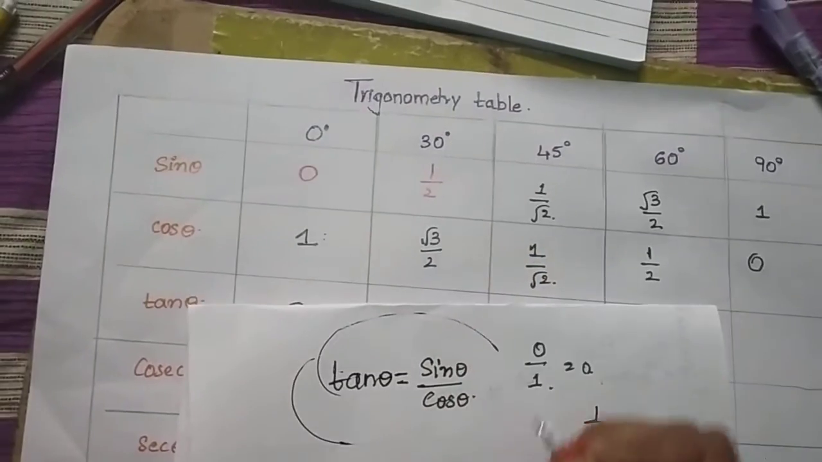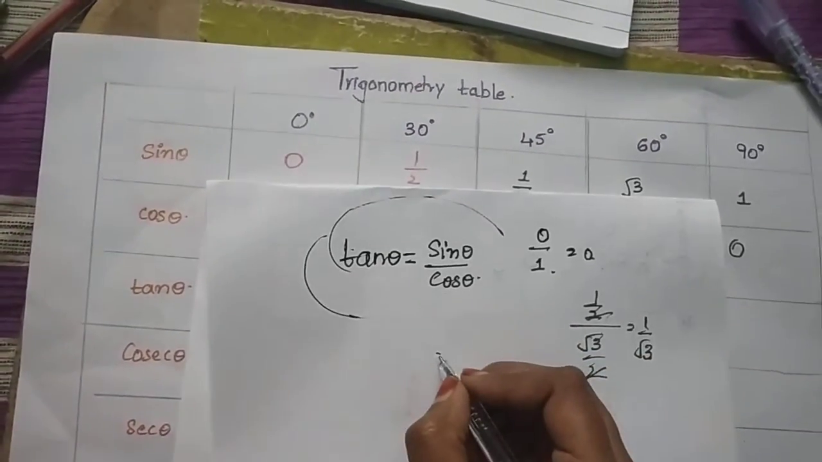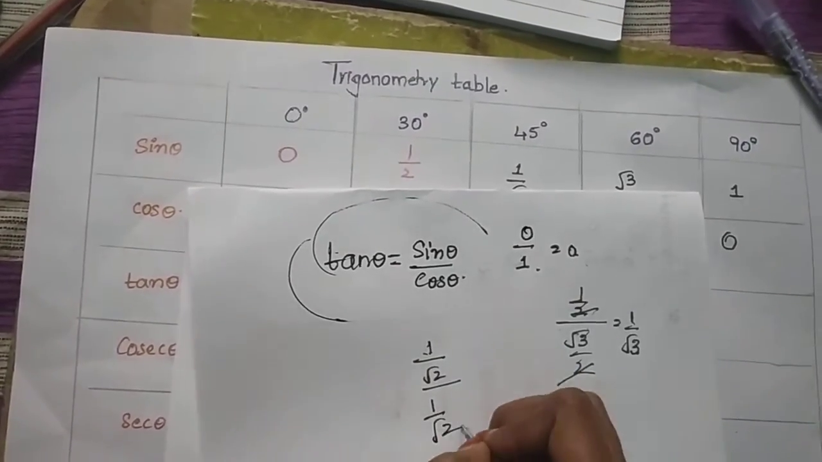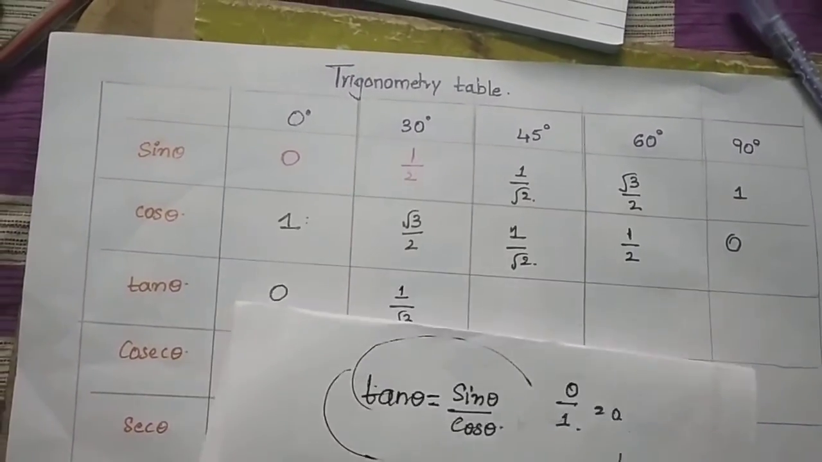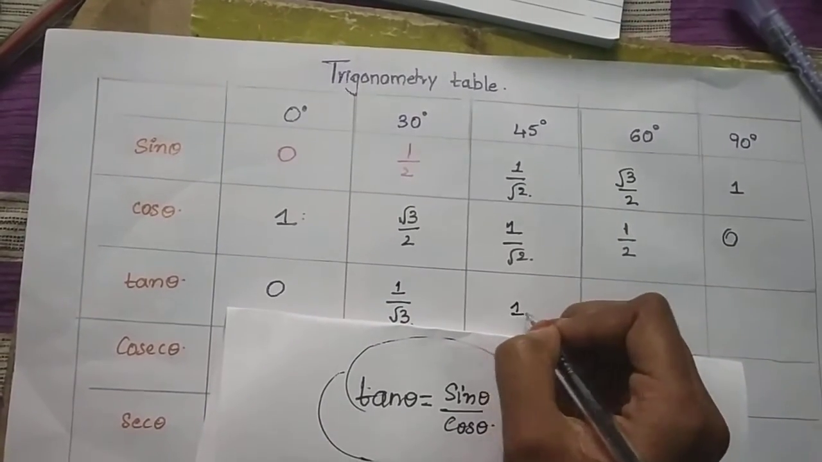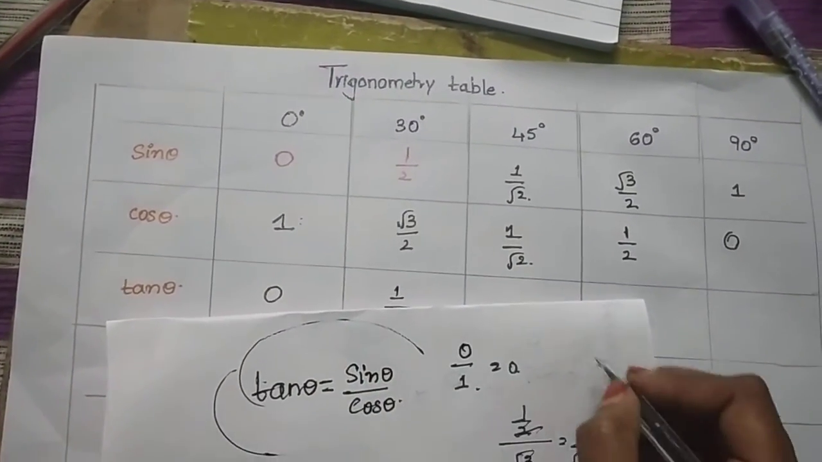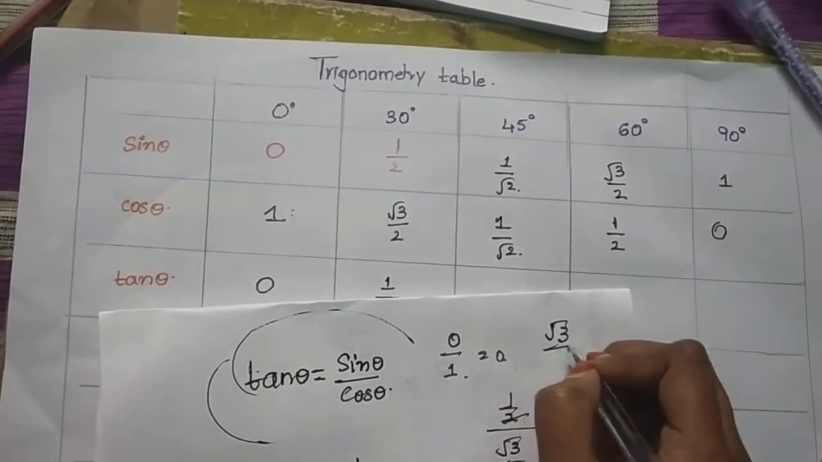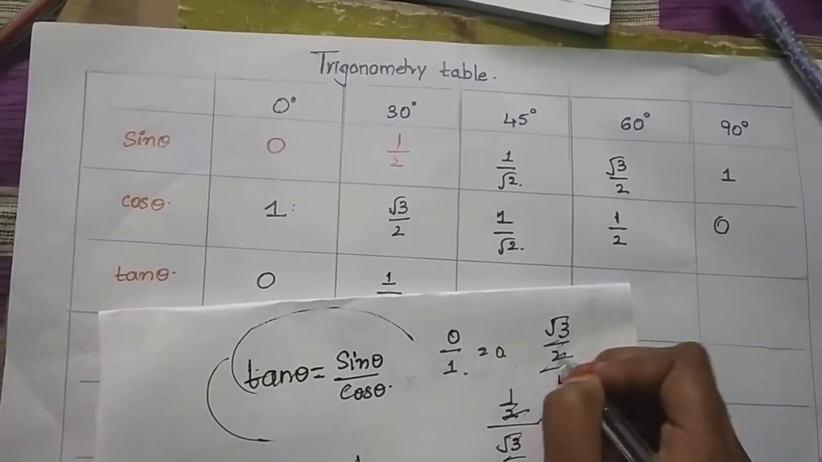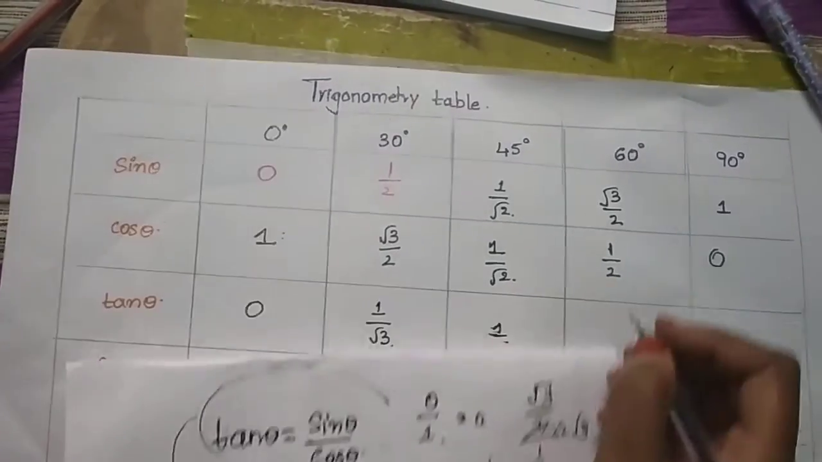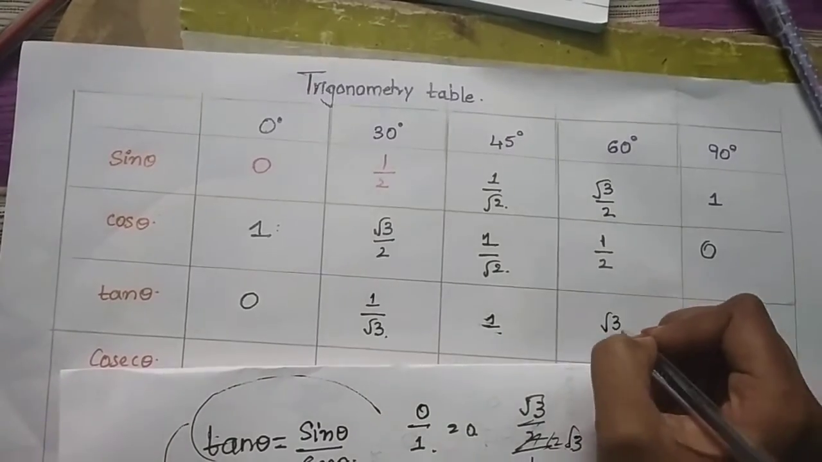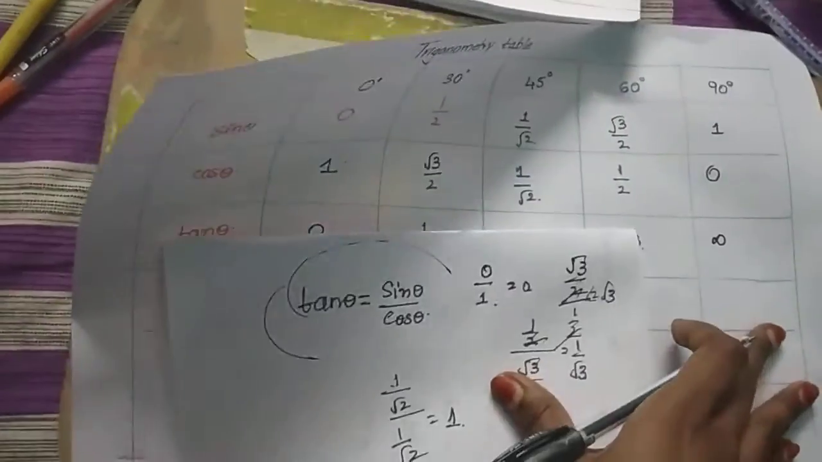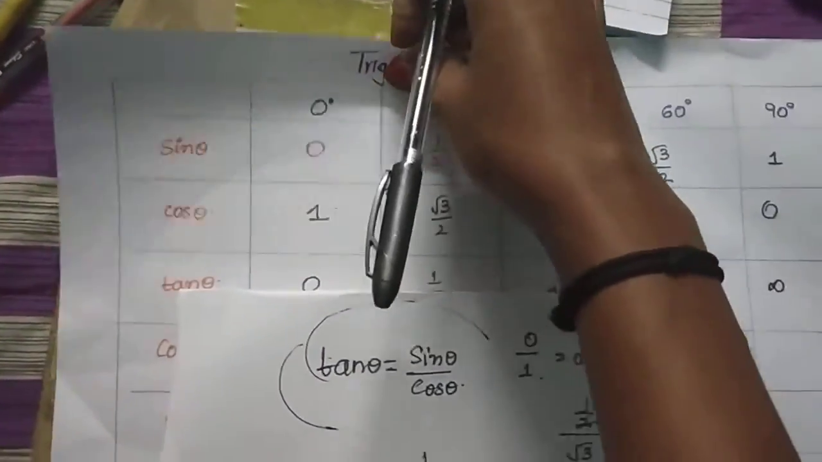Now sin 45 degrees by cos 45 degrees, 1 by root 2 by 1 by root 2, is equal to 1. Then sin 60 degrees by cos 60 degrees, which is root 3. And 1 by 0 is infinity. On getting tan values, I think you understood how to divide.